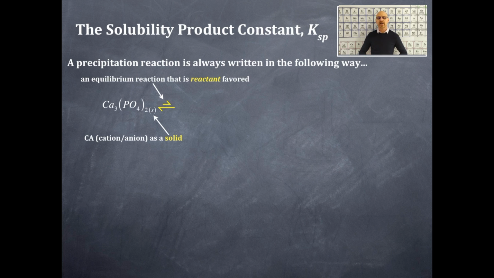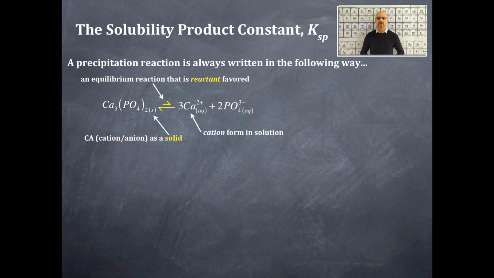Then we have equilibrium arrows because this is an equilibrium reaction that is, of course, reactant favored, as noted in the size of the arrows, i.e. the larger arrow is towards the reactant side. Then we have our products: 3 calcium ions, aqueous, plus 2 phosphate ions, also aqueous. This is balanced for charge and for mass.